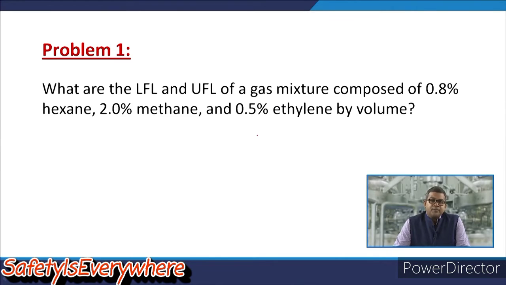So in this particular module, we are going to discuss several problems, especially numerical problems related to fire and explosion. Let us have a look at the first problem, which is related to the LFL, lower flammability limit, and upper flammability limit of a gas mixture composed of 0.8% hexane, 2% methane and 0.5% ethylene by volume. So it's a mixture having three different hydrocarbons, and all of them have the flammability aspect. Let us discuss this particular problem.